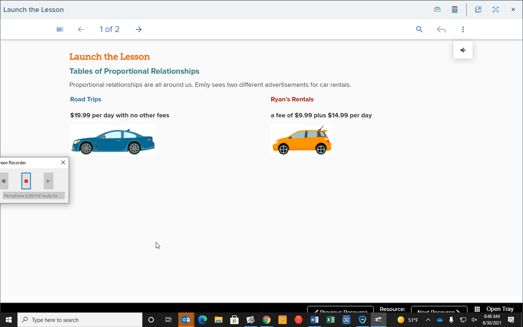Okay. So if I look at these two examples, and I want to see if these form a proportion, these are two different rental cars, right? The first one is $19.99 per day with no other fees, right? So if I wanted to know how much 4 days would cost me, I could figure that out, couldn't I? Okay. What about the other one?